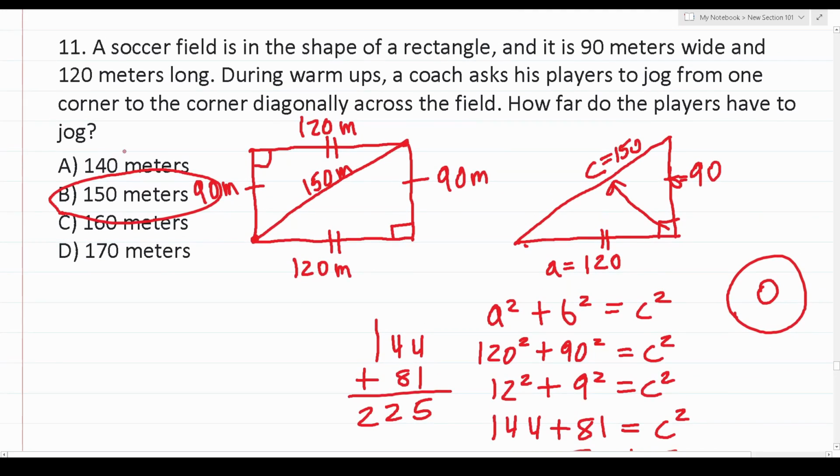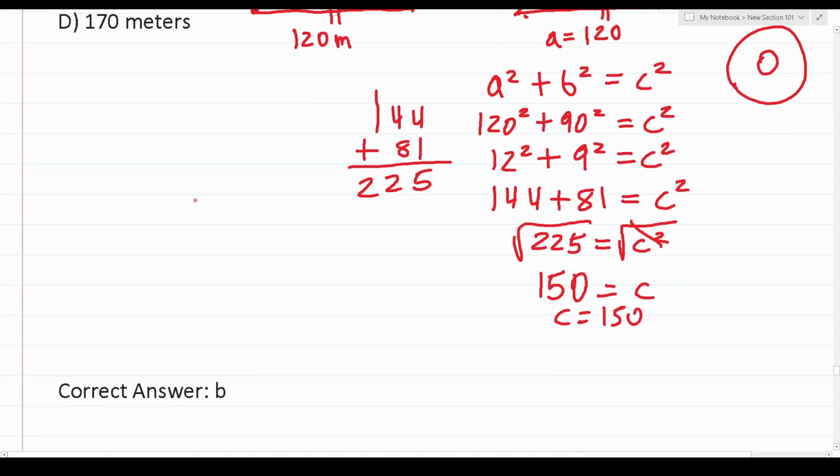You absolutely have to know that when you draw a diagonal across a rectangle, that creates two right triangles, and then you can use the Pythagorean theorem to find the length of that diagonal. So make sure you can do that. That's a very common question on the ASVAB, but the answer to this one is B, 150.